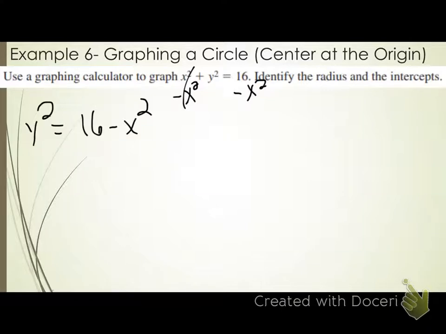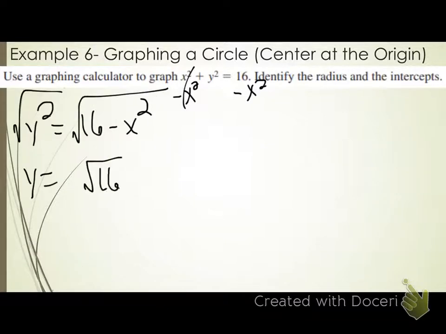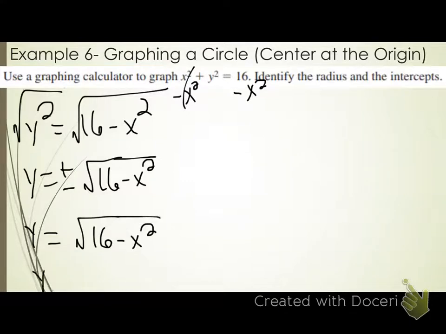Now, how do I get y by itself? Take the square root of both sides. Plus or minus it. Yep. Don't forget your plus or minus. So the two things that I'm graphing are y equals the square root of 16 minus x squared, and y equals the negative square root of 16 minus x squared.